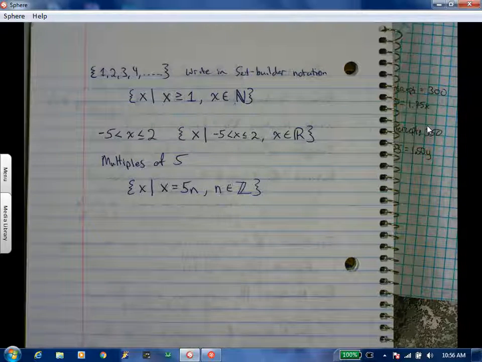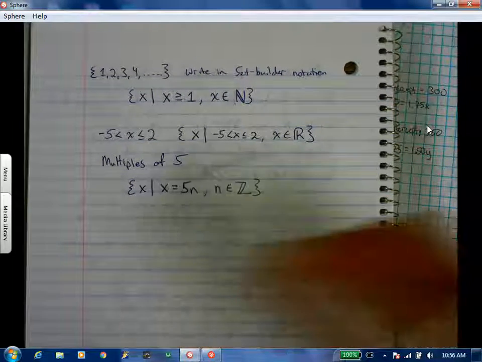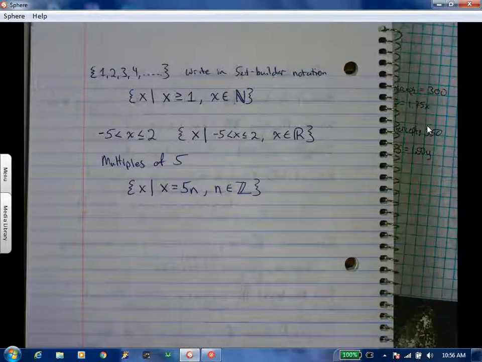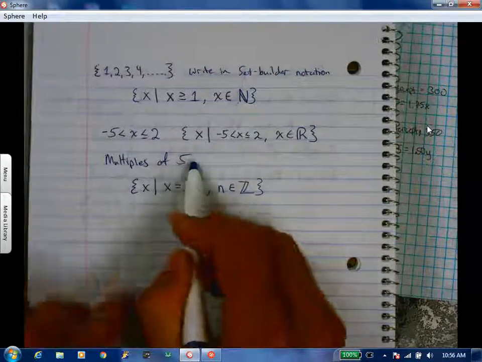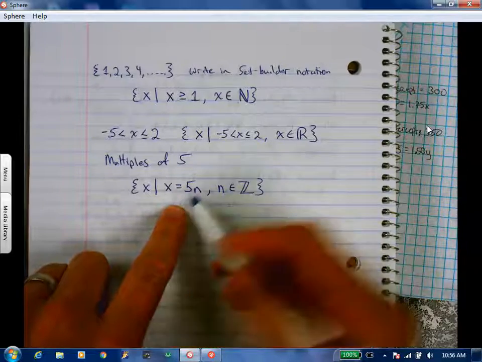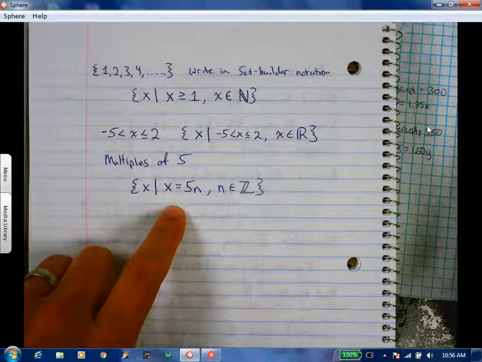Okay, so that's how you deal with things that are multiples of 5, or multiples of anything. So if this was multiples of pi, it'd be x equal pi n. So whatever it's a multiple of, that's the number that goes right there.